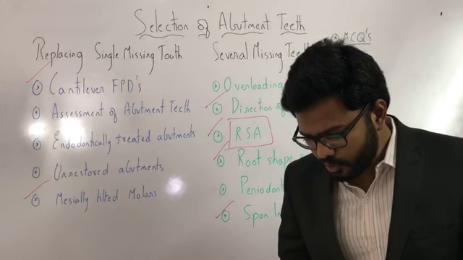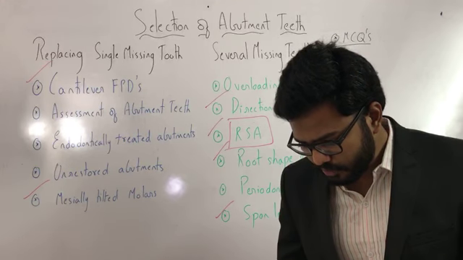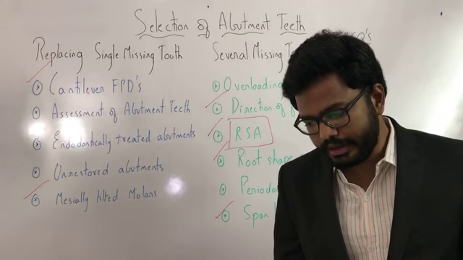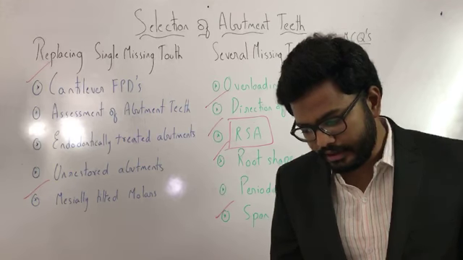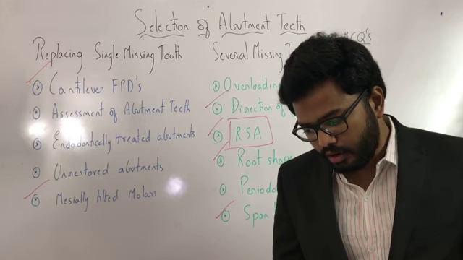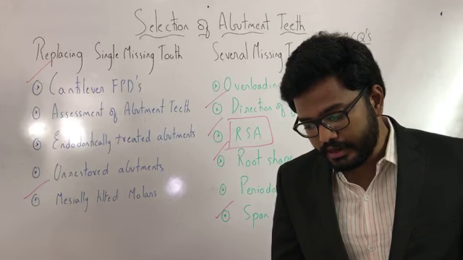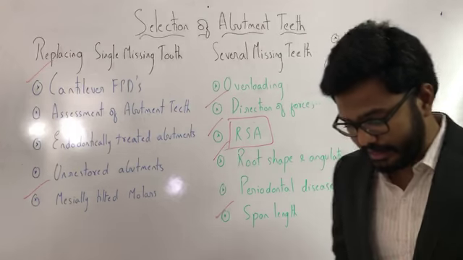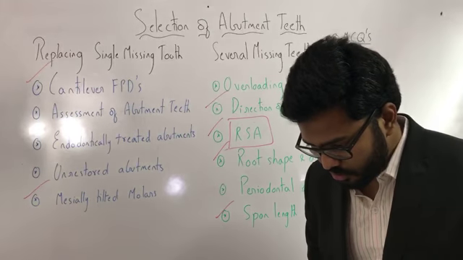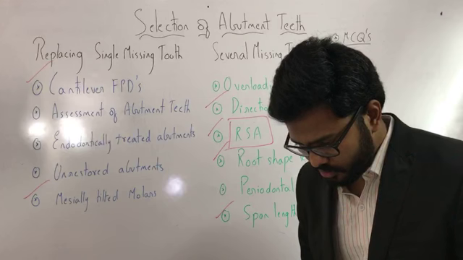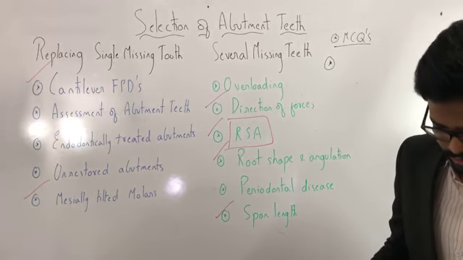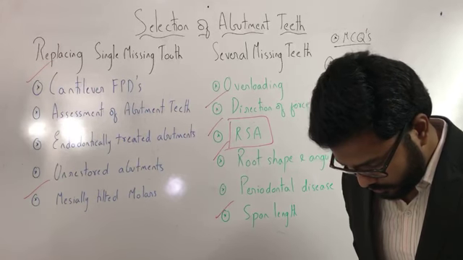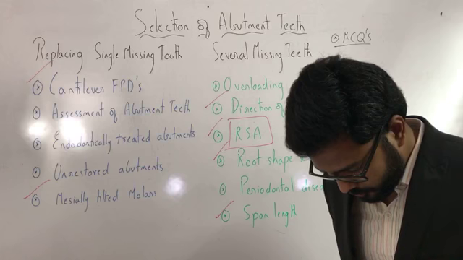So that's pertaining to Ante's law. Ante's law states that the periodontal membrane area of abutment teeth should be less than that of the teeth being replaced. Option B, the periodontal membrane area of abutment teeth should be equal to that of the teeth being replaced. Option C, both. Option D, none. So this is pertaining to Ante's law.